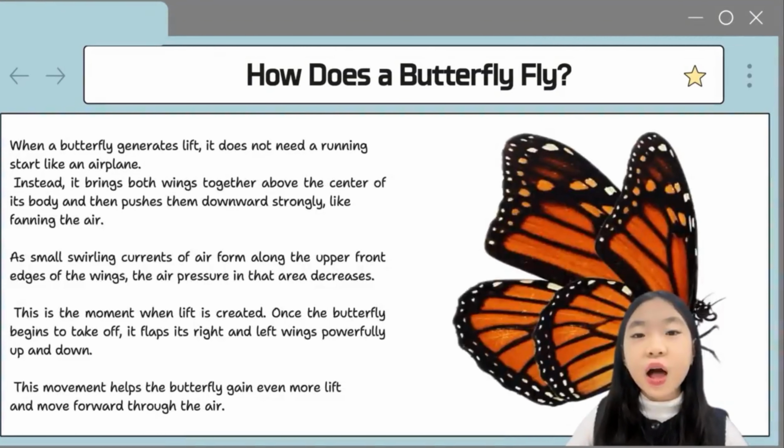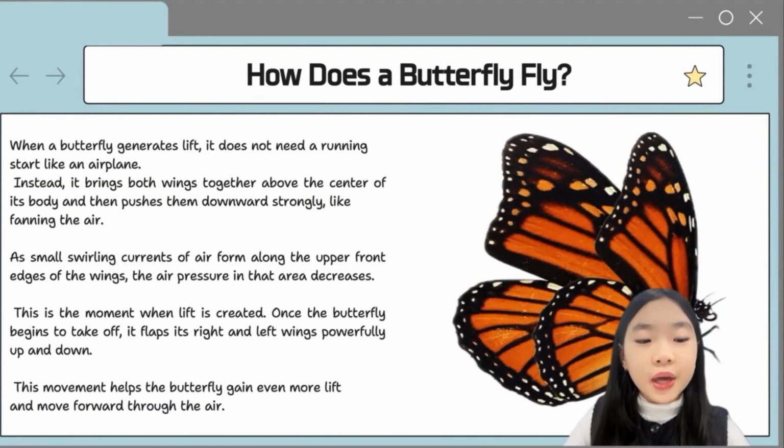How does a butterfly fly? When a butterfly generates lift, it does not need a running start like an airplane. Instead, it brings both wings together above the center of its body and then pushes them downward strongly, like fanning the air. As small swirling currents of air form along the upper front edges of the wings, the air pressure in that area decreases. This is the moment when lift is created.